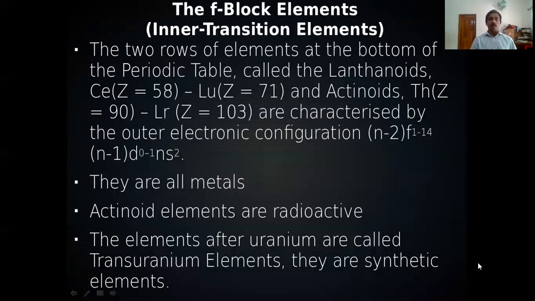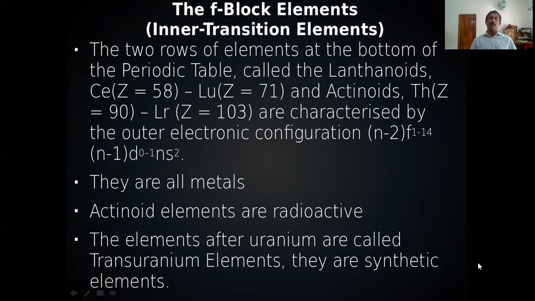Now the f block elements, or they are known as inner transition elements, because the f block is actually inside the d block. Therefore, the name inner transition elements. The two rows of elements at the bottom of the periodic table called the lanthanoids, cerium, atomic number 58, to lutetium, atomic number 71, they are known as lanthanoids. And thorium, atomic number 90, to lawrencium, atomic number 103, they are known as actinoids.